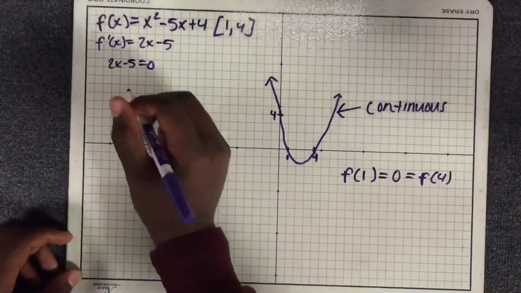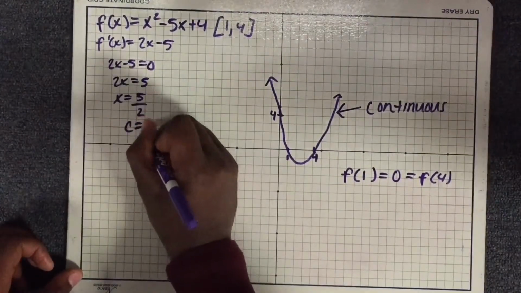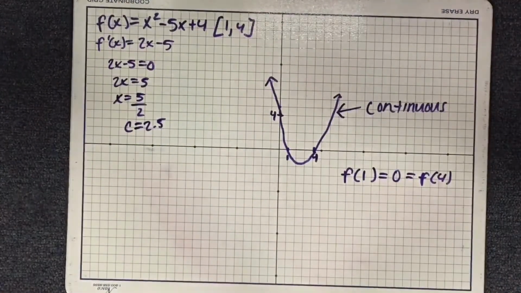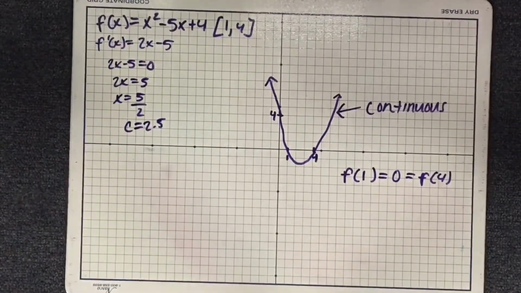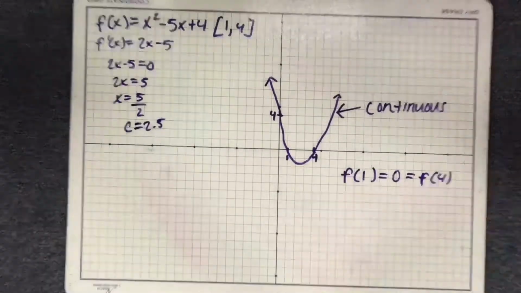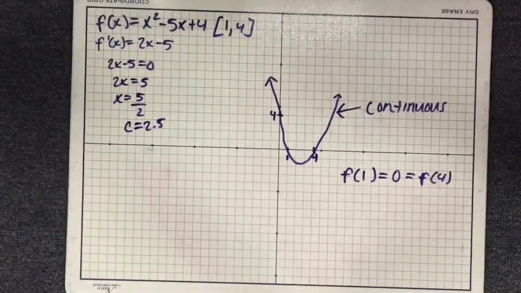Therefore, Rolle's theorem applies. There is at least one number c in 1 to 4 such that f derivative of c equals 0. Since f prime of c equals 0, just set the derivative equal to 0 and solve for c. c is equal to 2.5.